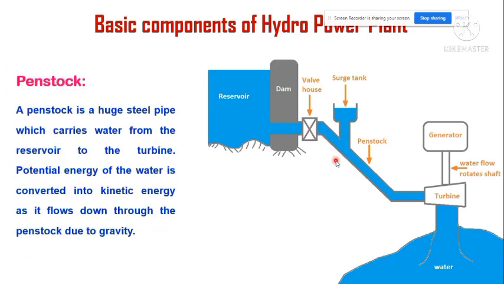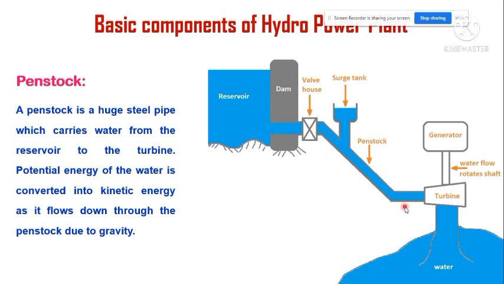So next one, penstock. What do you mean by a penstock? Penstock is a large steel pipe. It carries water from the reservoir to the turbine, and here the potential energy of the water in the reservoir is converted into kinetic energy as it flows through the penstock due to gravity. Is it right or not? When maximum potential energy is there, a maximum kinetic energy is developed.